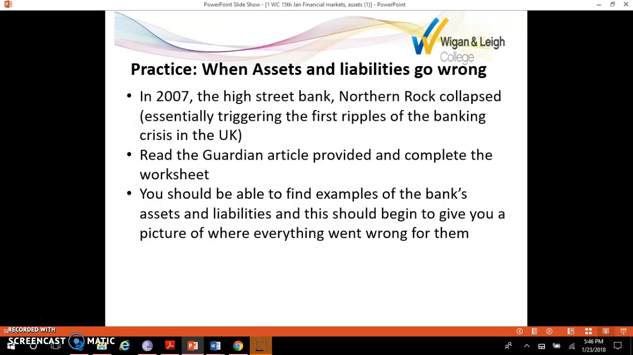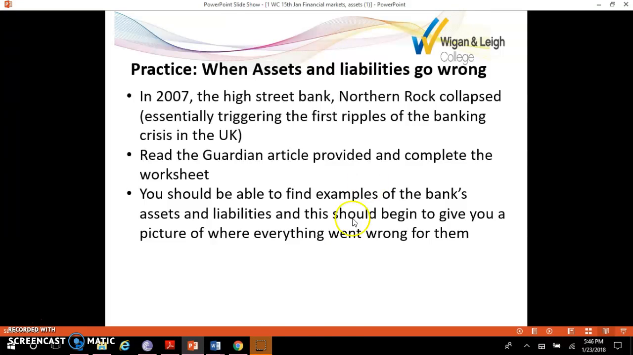Okay, the second task I'd like to have a look at is a much wider, much larger issue. Basically, one of the first trigger moments for the banking collapse of 2008. So we're going to have a look at Northern Rock. They were a high street bank who were quite large in the UK, but they were one of the first banks to collapse, which basically set up the whole banking crisis we know about.